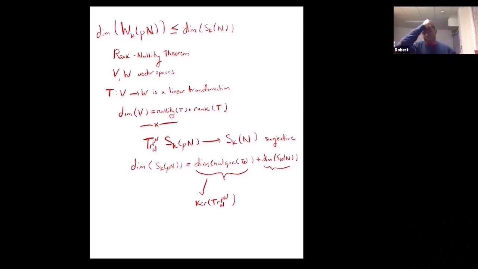So these are related in some way that, if I'm being honest, for the moment, I don't quite remember. But they are indeed related in some way.